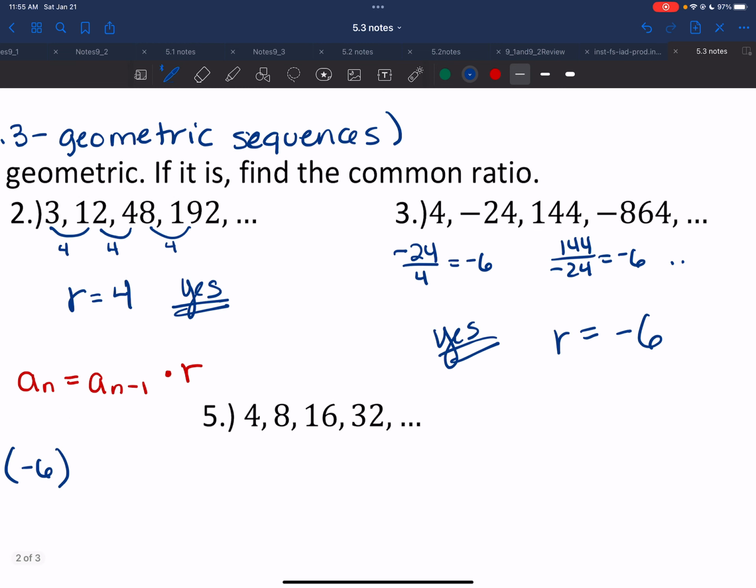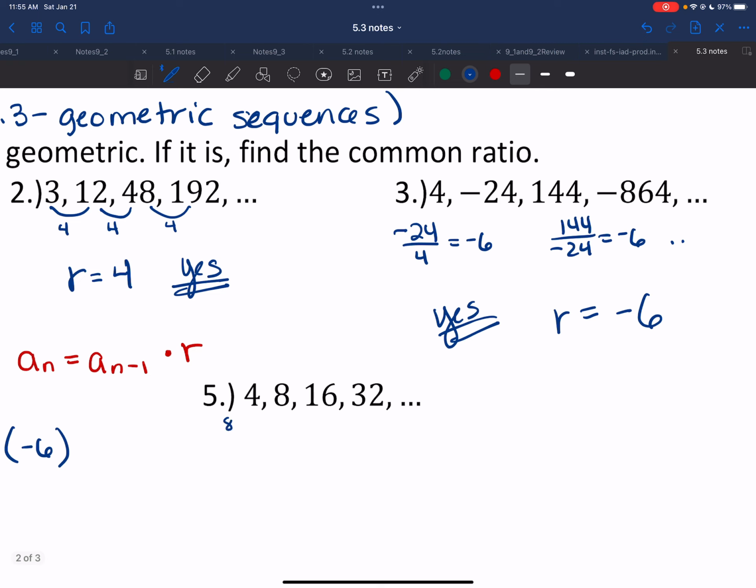Let's look at number 5. 8 divided by 4 is 2. 16 divided by 8 is 2. 32 divided by 16 is 2. So my ratio is 2. So I have a_n equals a_(n-1) times 2.